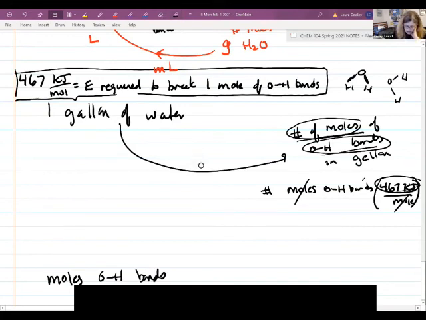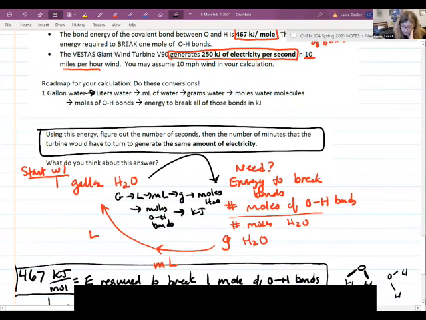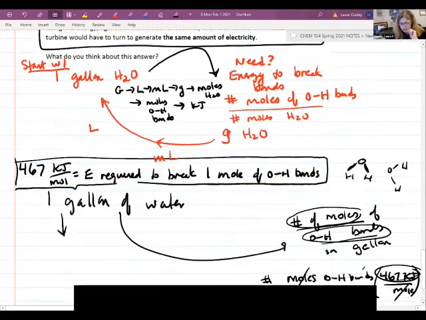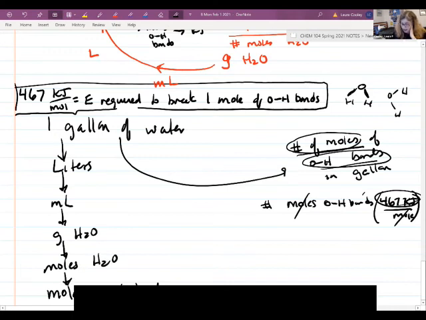What's the next thing? It gives you a strategy here. It tells you to go from gallons of water to liters of water, to milliliters of water, to grams of water, to moles of water. All these things are conversions that you know how to do. So that's what we're going to do: from gallons to liters, to milliliters, to grams of water, to moles of water, to moles of OH bonds, and finally the last step.